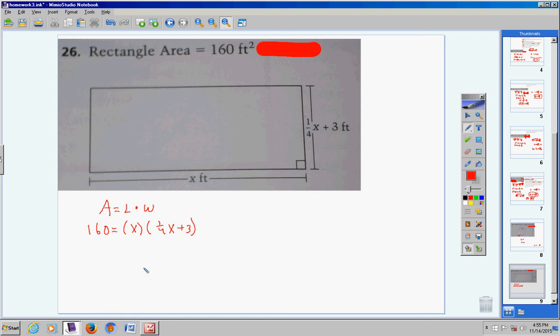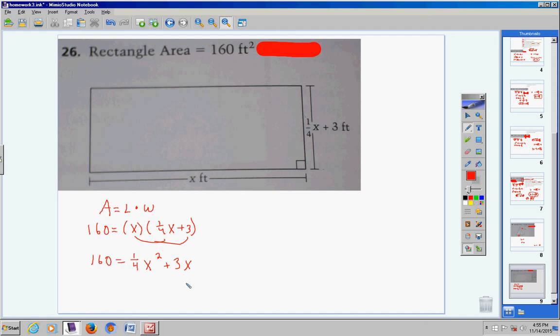Step 1 is to simplify both sides. Obviously, I cannot simplify a positive 160. But I can simplify this side over here. Take your x and multiply it through. X times 1/4 x is 1/4 x squared. X times 3 is positive 3x. Okay? Now as soon as I simplify, I realize I have a quadratic equation, and I cannot use the square root method because I have an x term or a b term. So I'm going to have to solve this using the CTS method.